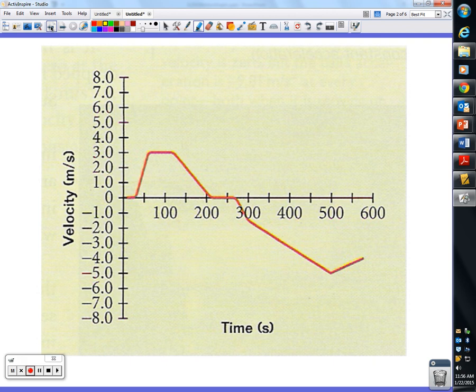0, right? There are 2 parts where this graph is at rest. Right here and right there. Because in both of those sections, the graph is along the x-axis. And ordered pairs that are on the x-axis have a y value equal to what? 0. Okay? Good there. Next question.